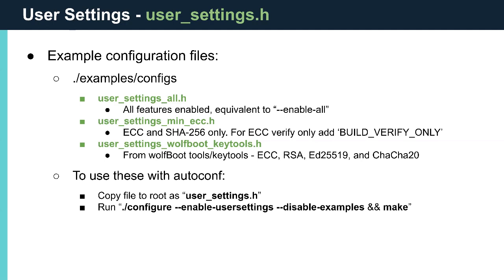Again, just a note, if you want some example configurations, we've got some under the examples/configs directory. You can use these with Autoconf if you want. We have an enable-usersettings configure option where you would do --enable-usersettings. You might have to disable the examples since they might not build depending on what options you have in your user settings. And then you could run make to compile the library.